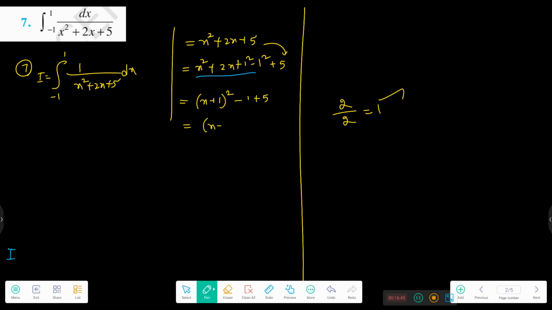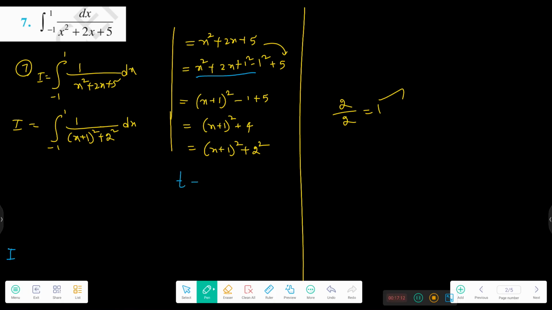We can write that as (x plus 1) whole square plus 4. The 4 you can rewrite as 2 square, so (x plus 1) whole square plus 2 square. Understand? This is the simplification we have done for the given question. Now the integral from minus 1 to 1 of 1 divided by ((x plus 1) whole square plus 2 square) dx. I can write this directly with the x square plus a square tan inverse formula, but this is a substitution exercise.